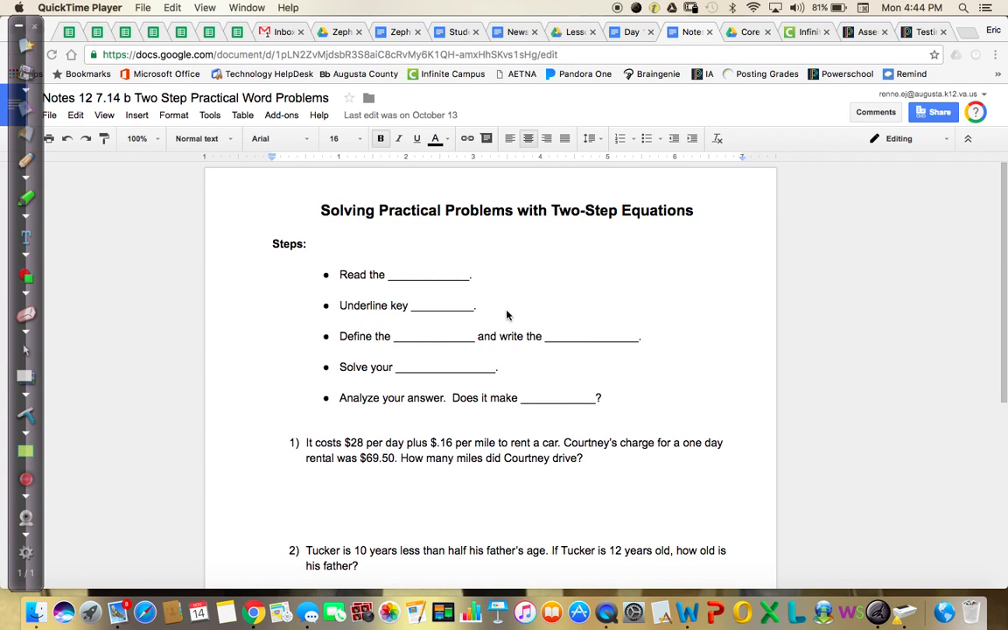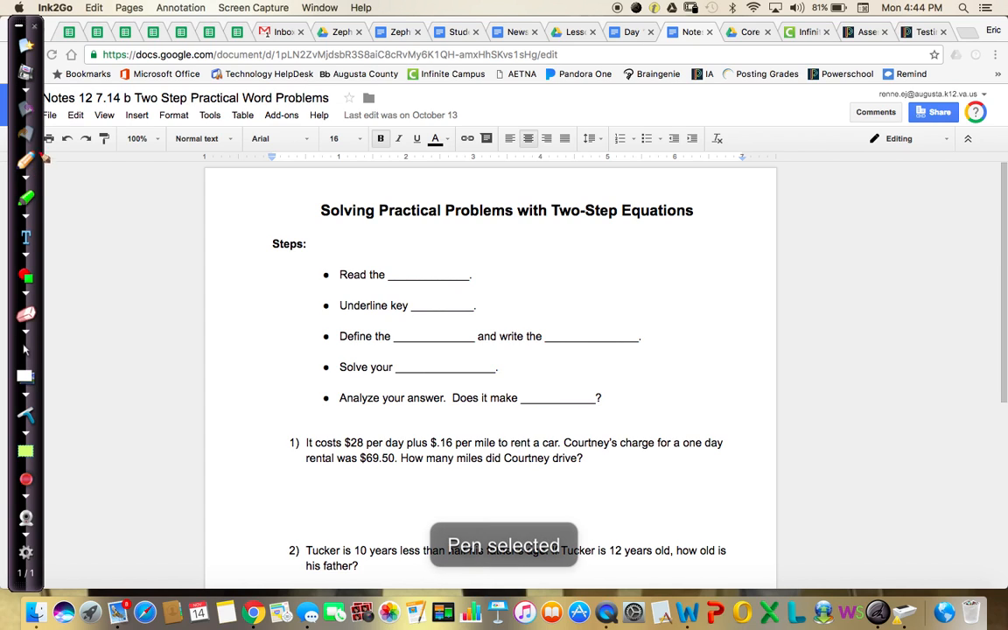My notes on solving practical problems with two-step equations. So we have a set of steps here, and you'll notice these steps are very similar to the steps that we follow when we solve practical problems with one-step equations.